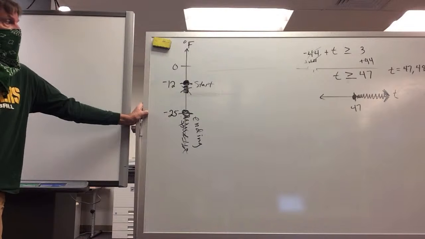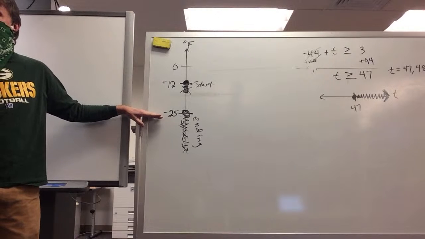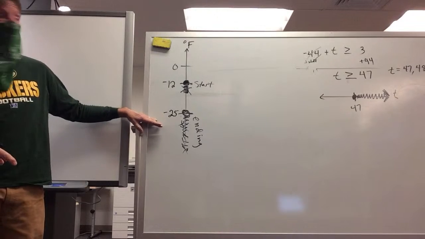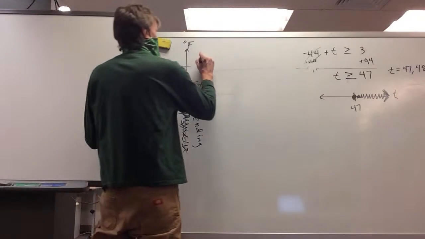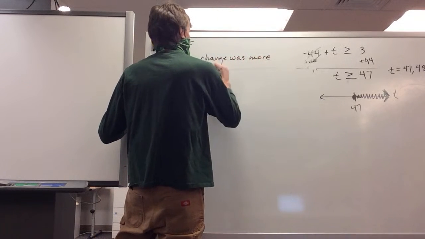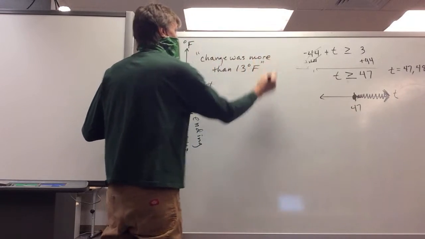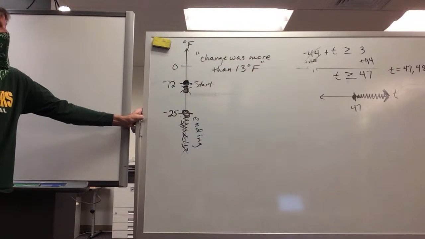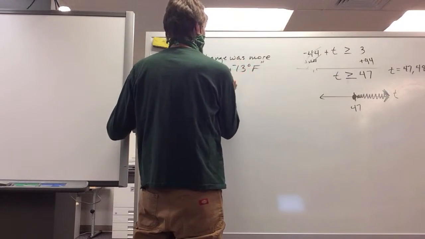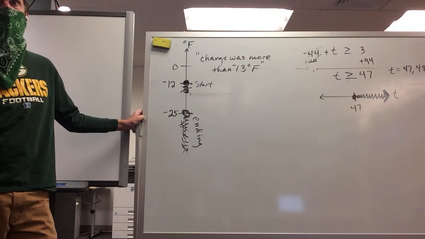More than 13. If it changed exactly 13, that means it could have been -25, but they said it was colder than -25. So the change is more than 13 degrees Fahrenheit. So there's your words. More than 13 degrees Fahrenheit colder. You could say that.